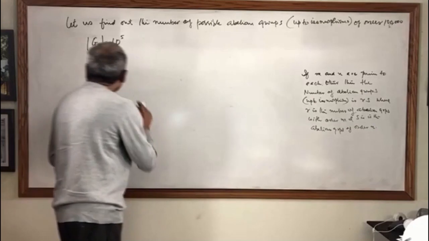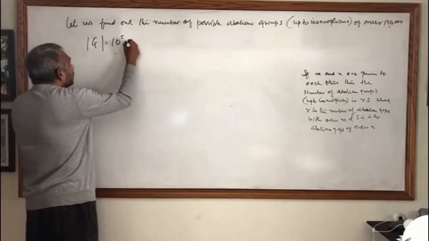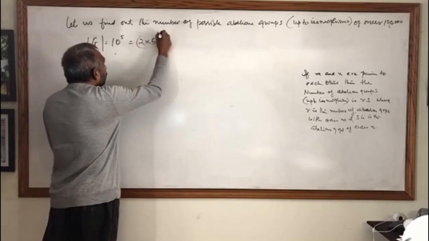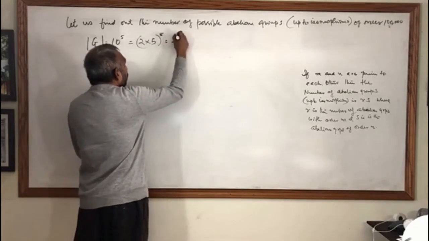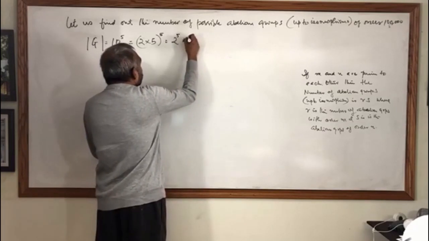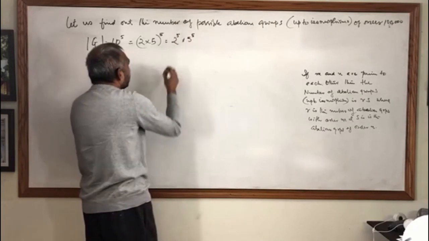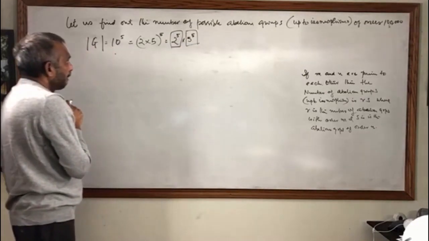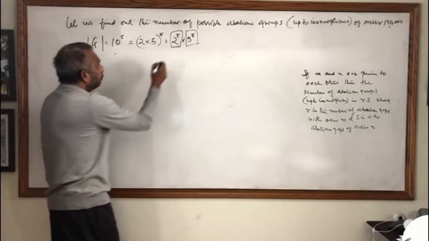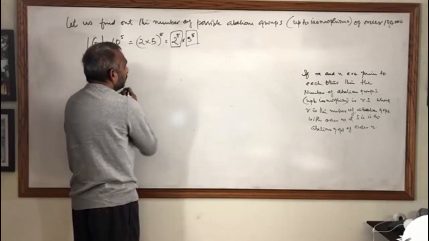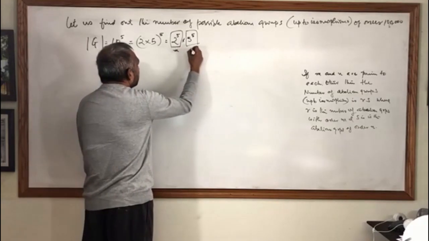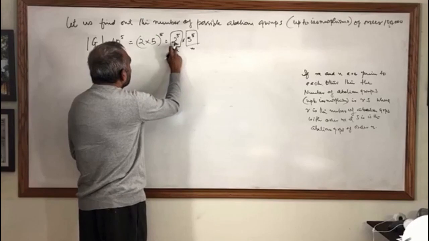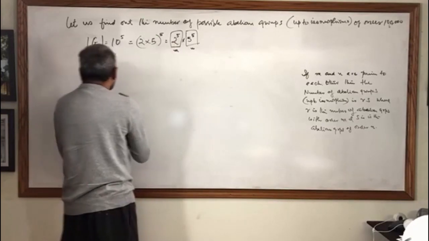So we can write it like this. This is equal to 2 times 5, and that is 2 to the power of 5 times 5 to the power of 5. And these two are prime to each other. So this is our M and this is our N. So we need to find out how many ways 2 to the power of 5 can be expressed.